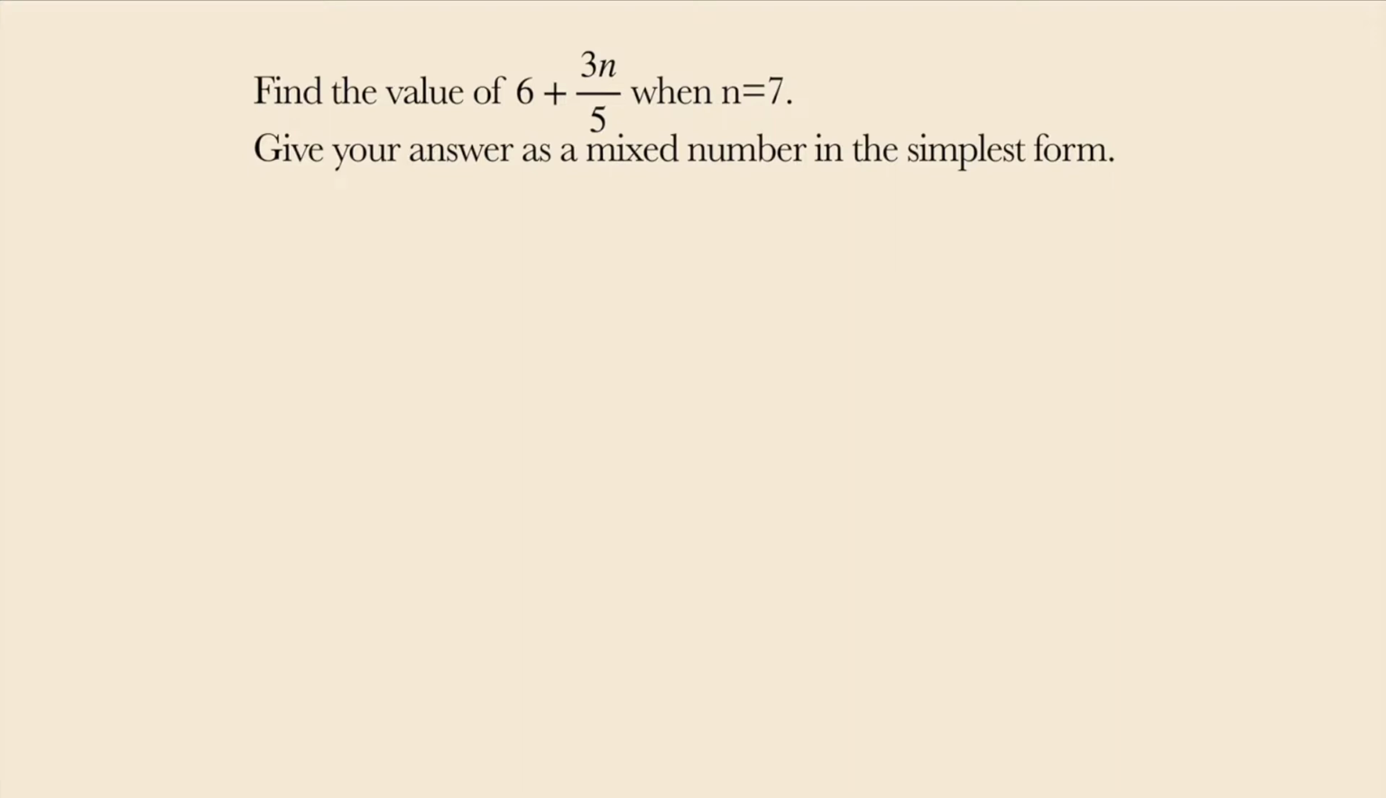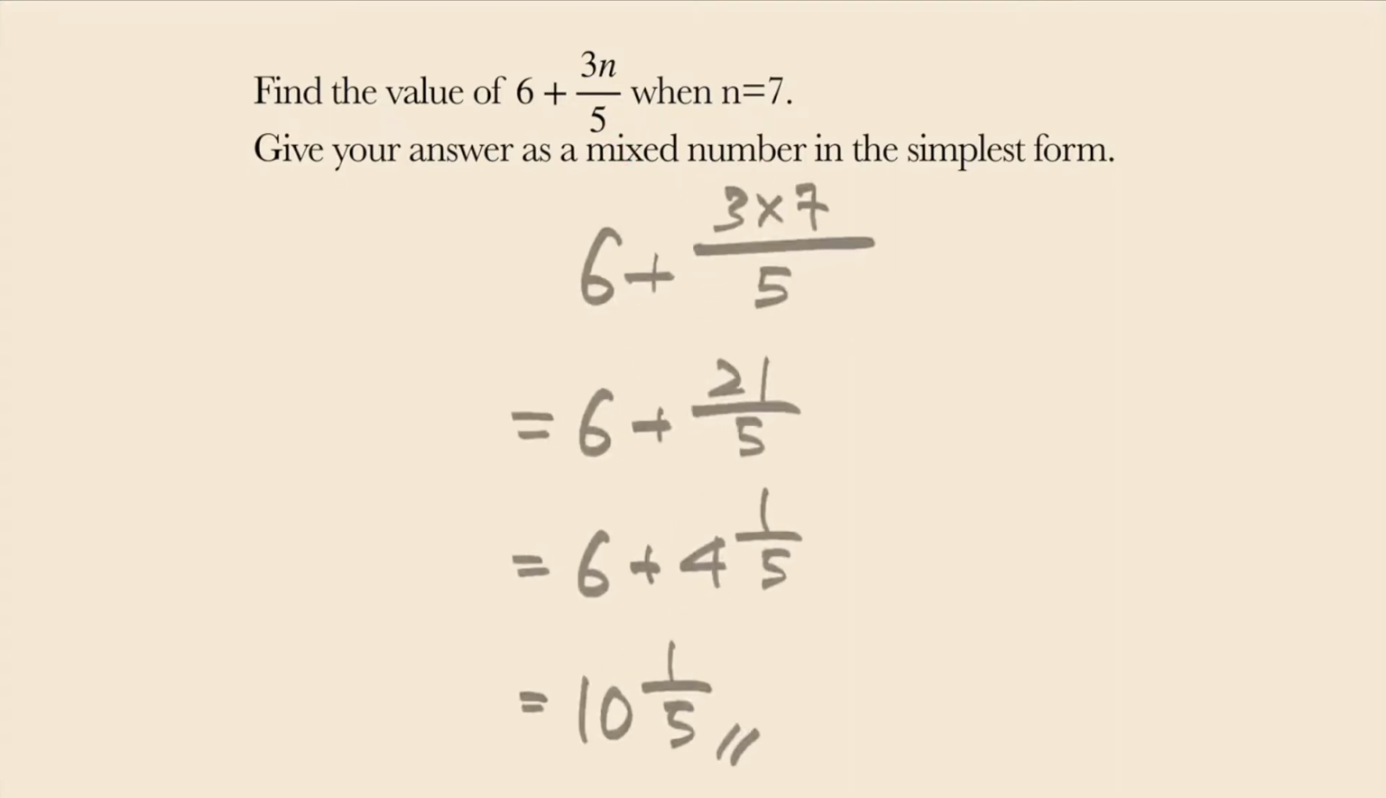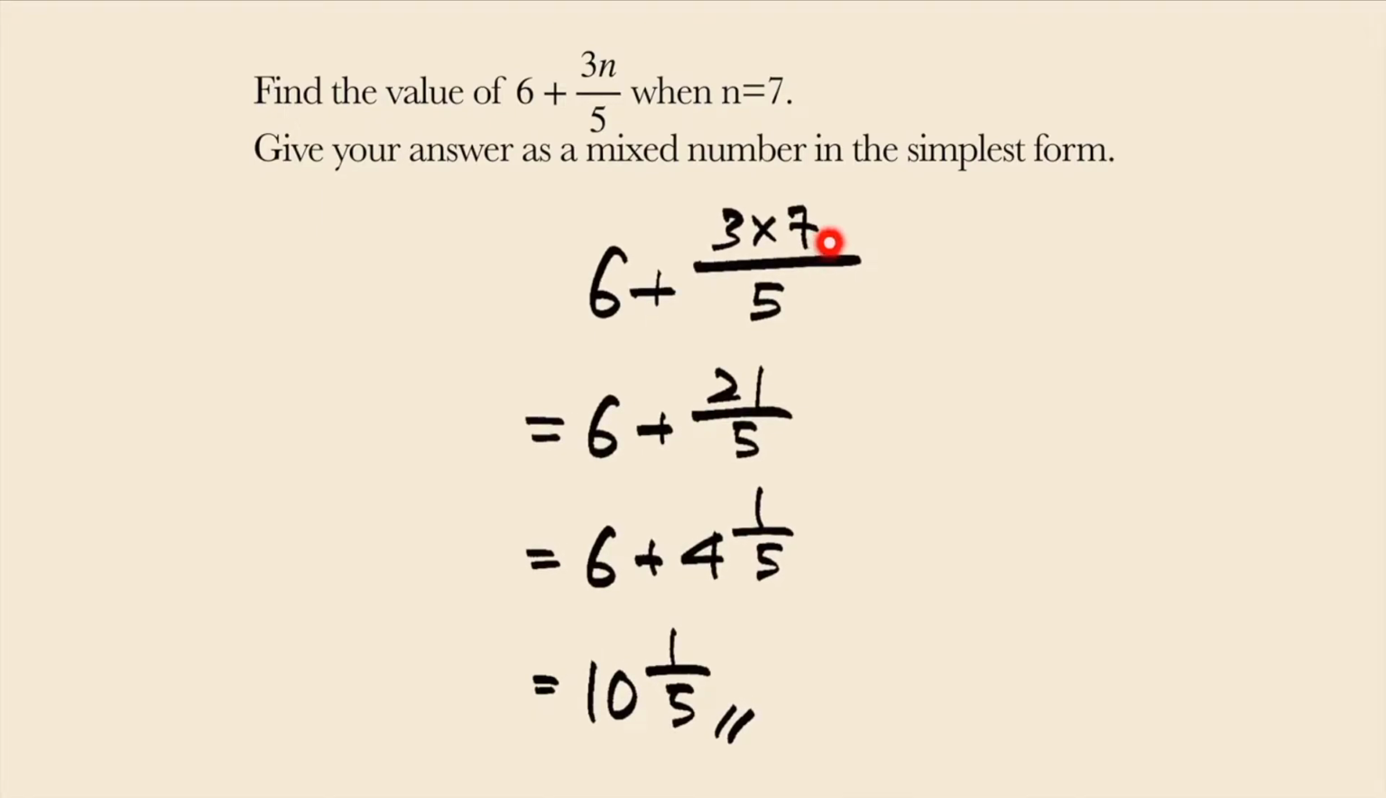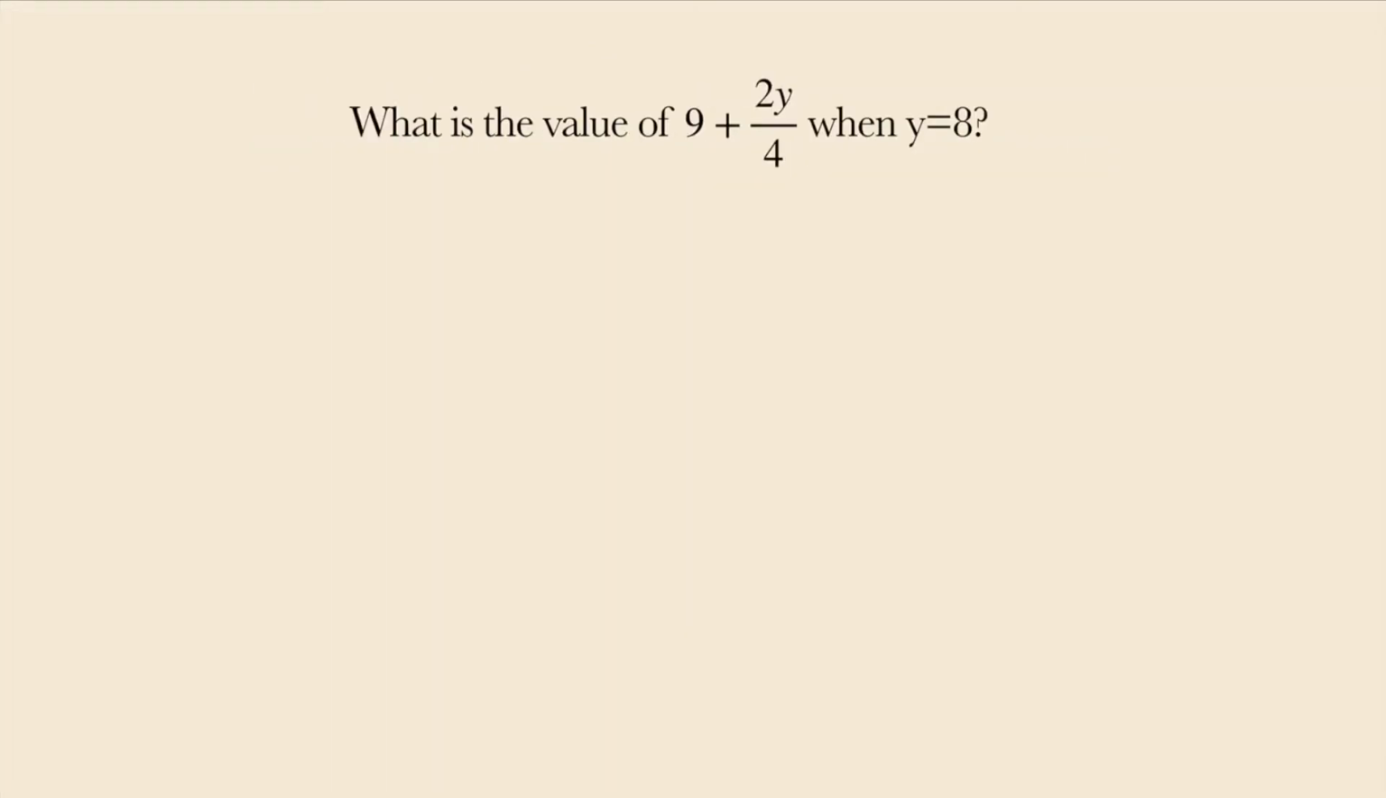So here we'll substitute 7 into this expression and make sure our answer is as a mixed number. So times 7, 21 over 5, that's 4 and 1/5. So add the whole numbers here, and 10 and 1/5 will be the answer.